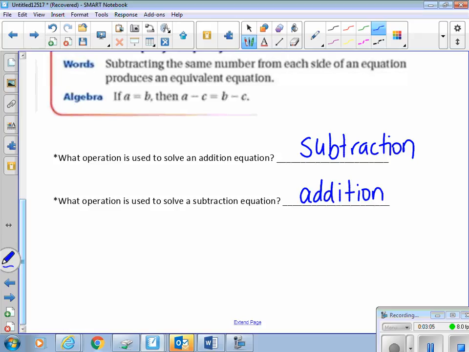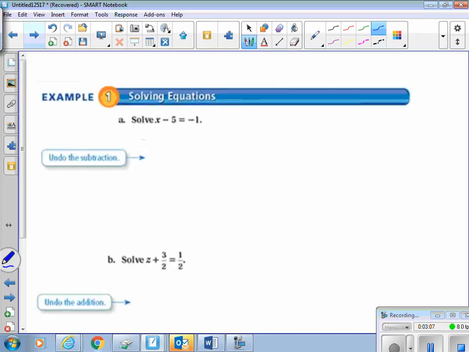So let's look at an example of this without just letters, and it might make a little bit more sense to you. In example 1, we're going to solve for x, which means we have to undo that subtraction. We have to use its inverse operation. What's the inverse operation of subtraction? Addition.